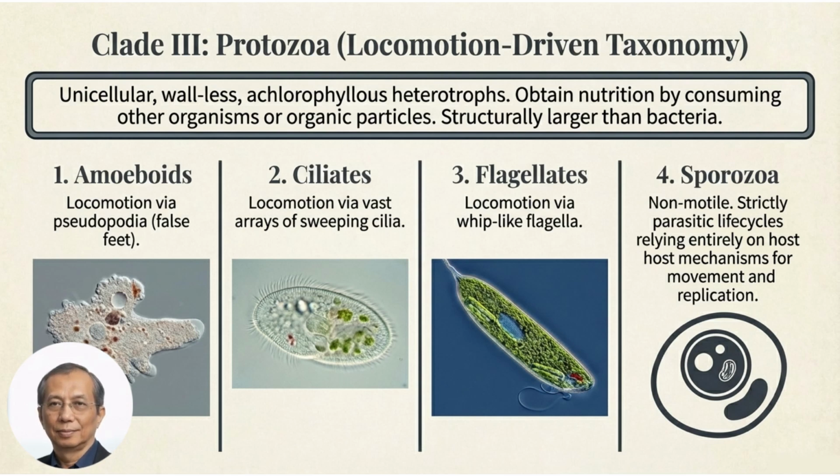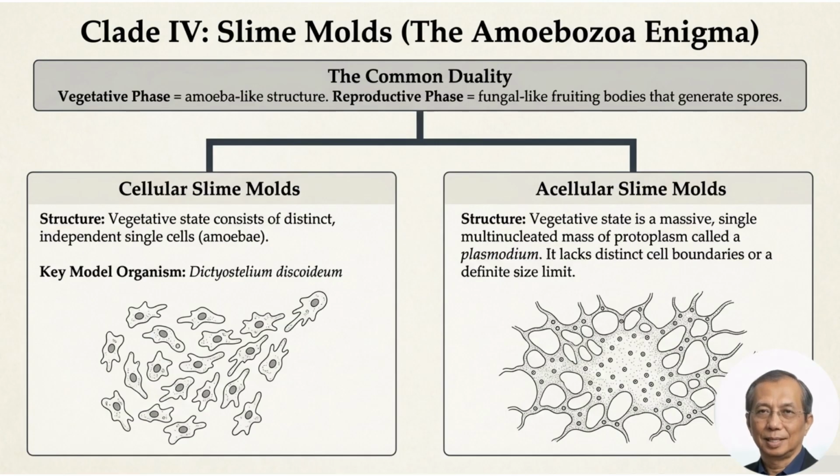Our final clade in this spectrum is clade 4, slime molds, often referred to as the amoebozoa enigma due to their fascinating life cycles. They exhibit a common duality, a vegetative phase that is amoeba-like in structure, and a reproductive phase that forms fungal-like fruiting bodies to generate spores.